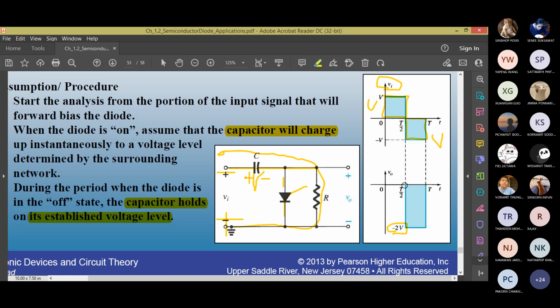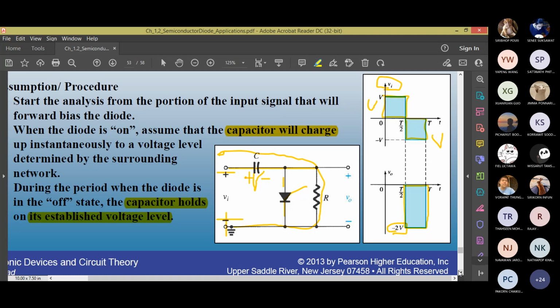What is the output swing, the total output swing? The amount, not the sign. Ignore the sign. What is the amount? 2 times V. This is the final check for the clamper circuit. Step number 5, you must check the total input swing matching the total output swing. If this matches, then your analysis is correct. If it doesn't match, then you have done something wrong during the analysis.